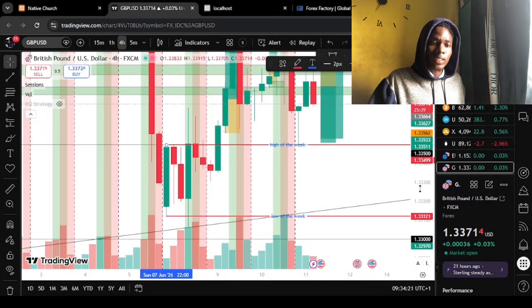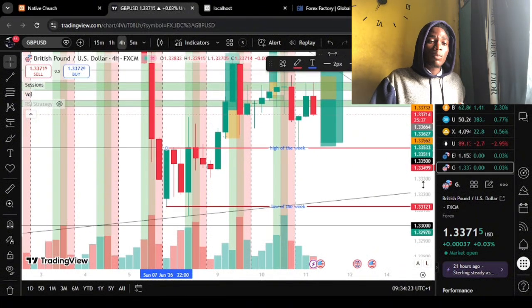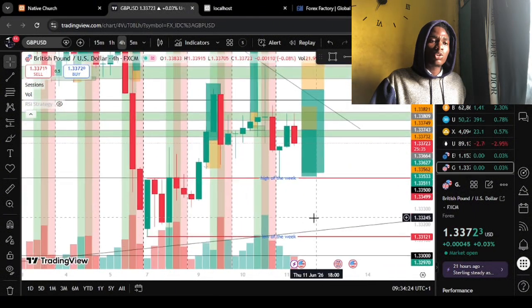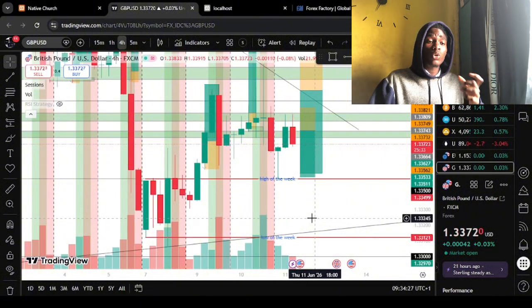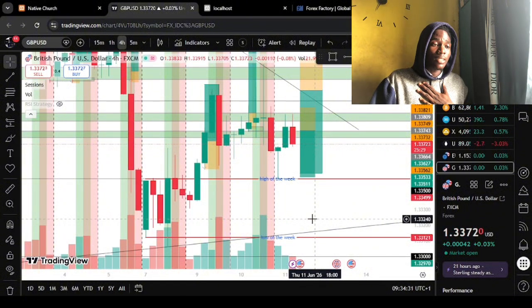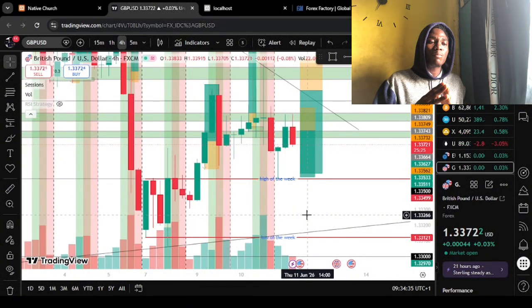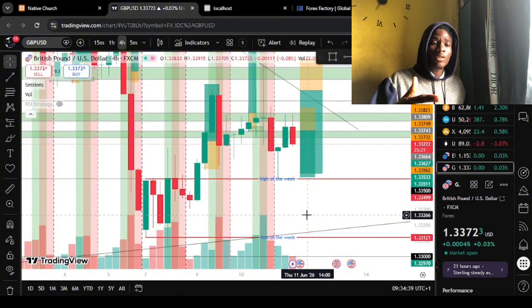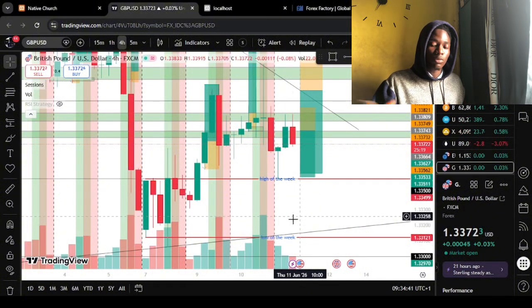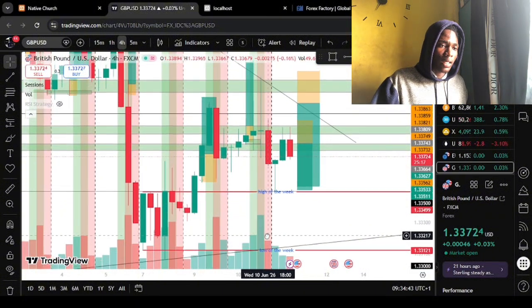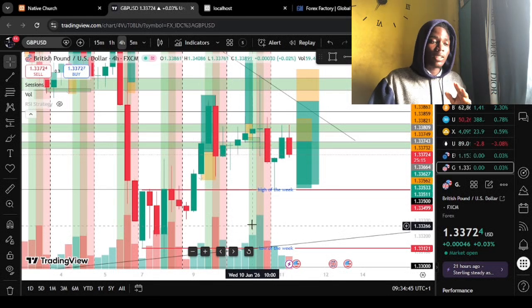That's basically it. I mark it out, and the reason why I mark this out is just to ensure that I know the directional bias. That's how I determine the directional bias. I map out the high and low of the week so I can better determine in what direction the market is most likely going to move.